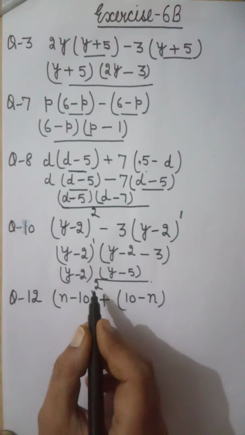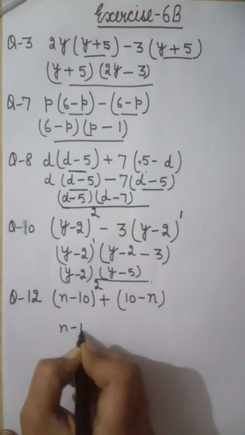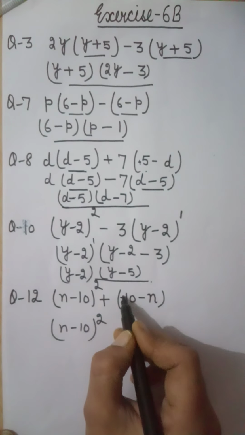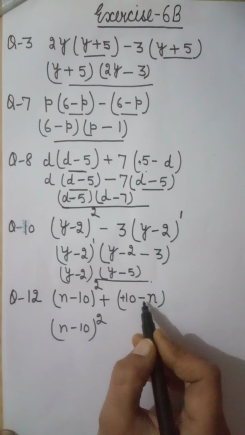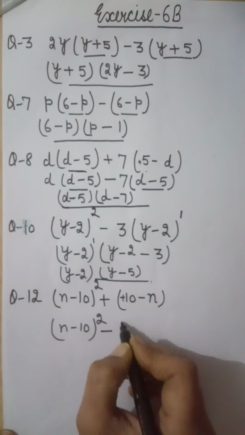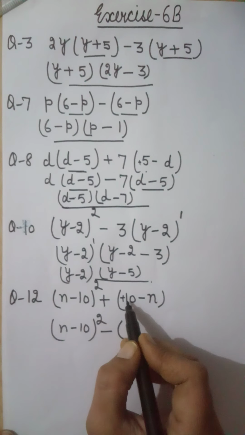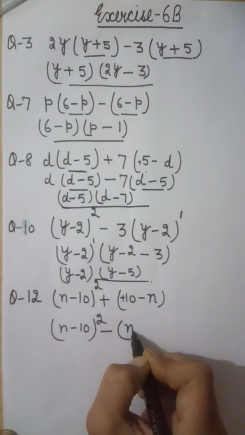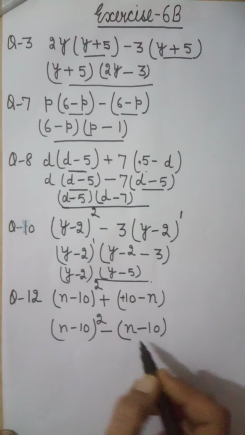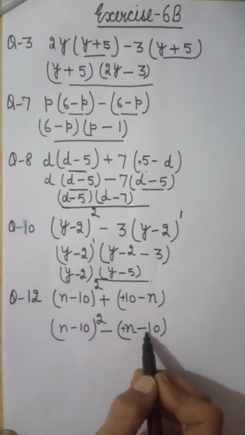Now question number 12. (n − 10) whole square plus 10 − n. Now (n − 10) whole square. Now again here is 10 positive, here is 10 negative. Here n negative, here is n positive. So what you get? Minus sign common. When you get minus as common, these two signs will be changed. Now this minus becomes plus and this plus becomes minus. Clear? If you open the bracket, you will get minus into plus minus n, and minus plus 10.